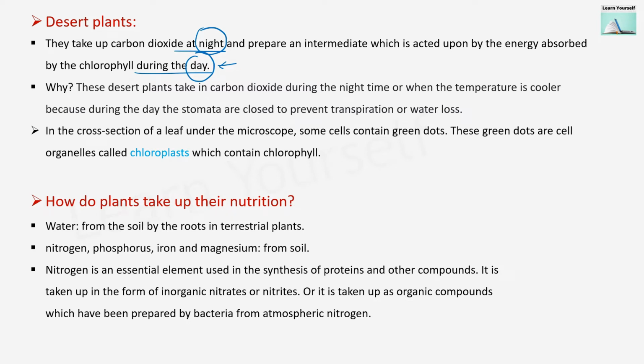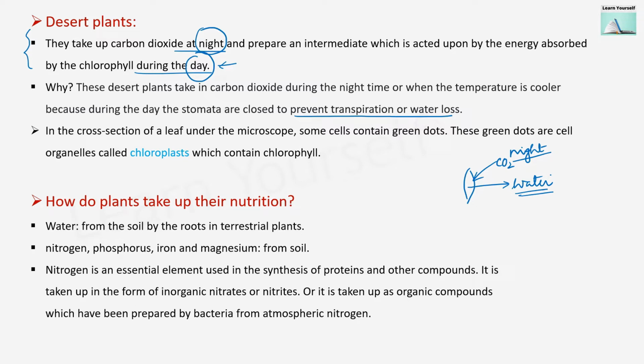Now why is there a difference in desert plants? Because when the plant takes in carbon dioxide, it also loses some water from the leaves. These are the stomata pores. When it is absorbing carbon dioxide, it is also losing some water. For desert plants, water is very important. So if the stomata pores open at night, they lose very little water, because at night the temperature is much lower. So to prevent transpiration water loss, they absorb the carbon dioxide at night, and the further processes in the presence of sunlight they do in the daytime.